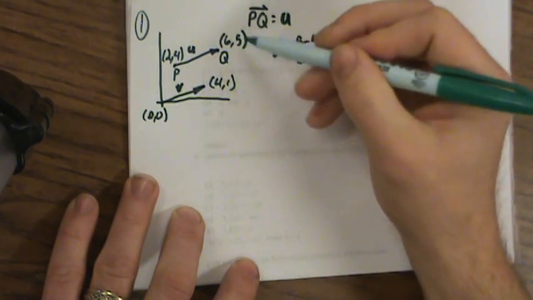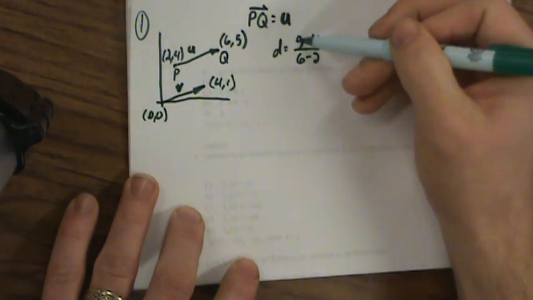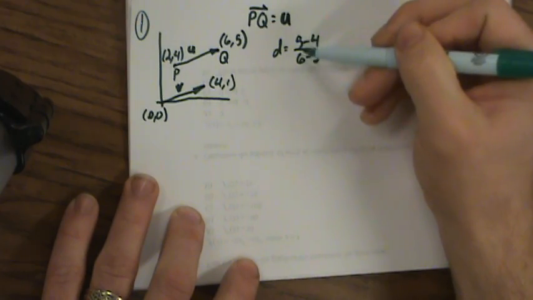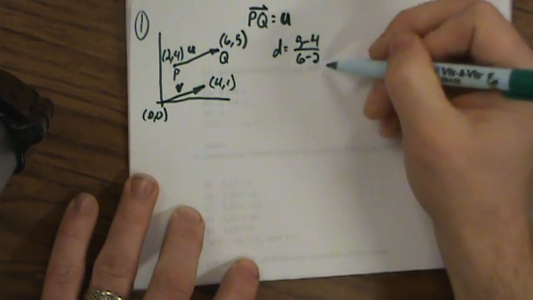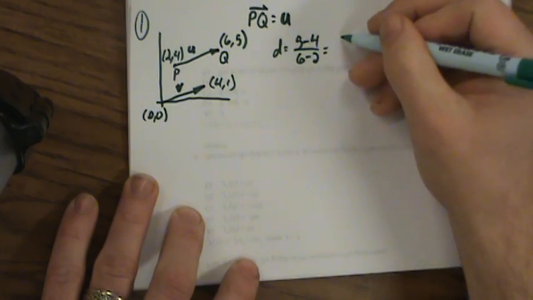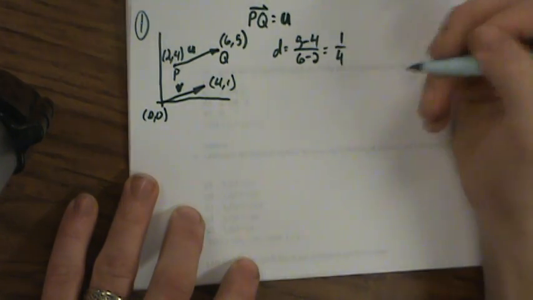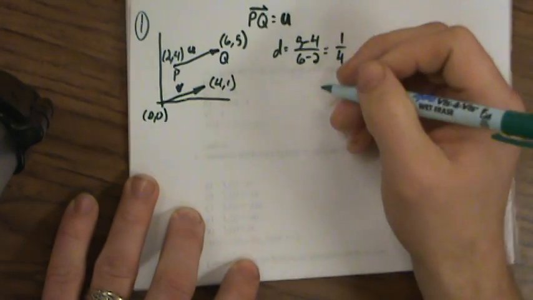If we use this one first, then 5 and 6 need to be the first numbers, and then we subtract only numbers from here. So the y values and the x values, basic slope stuff. So this is 1 over 4. The slope is 1 over 4. The direction is 1 over 4.